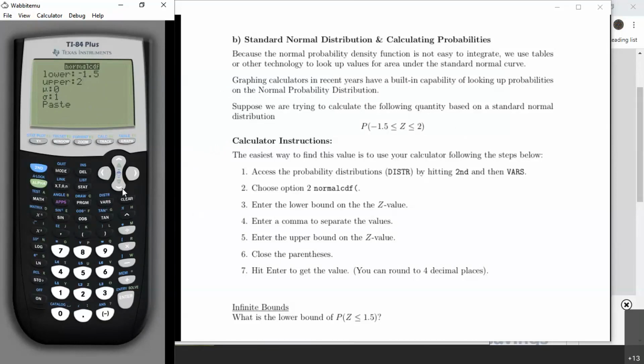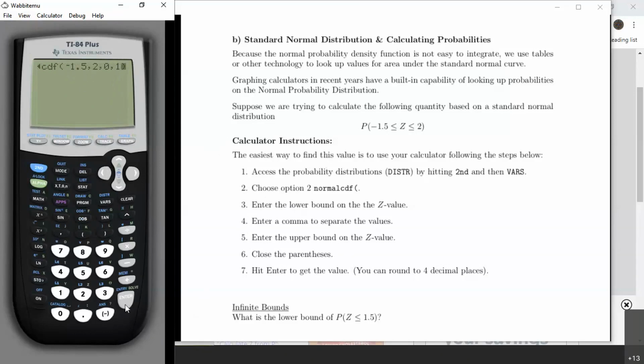Okay, and again, arrow down to paste, hit enter, and it puts it in your window. Now, for those of you who do not have a TI-84, you have a TI-83, or maybe an older TI-84, once you click on normal CDF, it's going to just open a set of parentheses, and you have to know the order of the parameters is lower z-score, comma, upper z-score, comma, then mean, comma, and standard deviation, and then close the parentheses. So that's the order, and this tells you what the order is, okay?